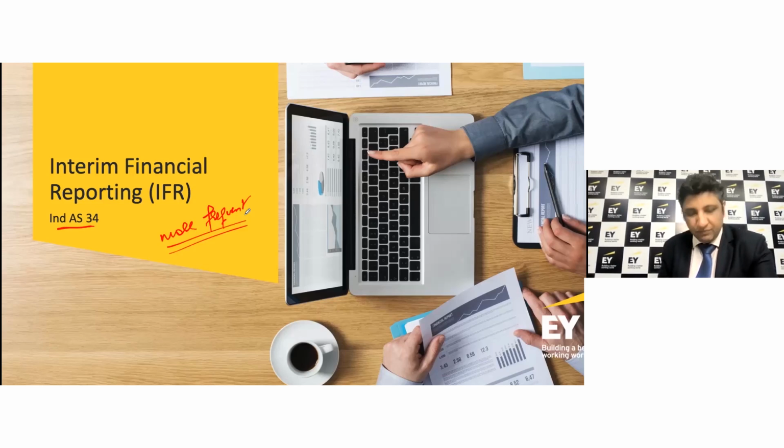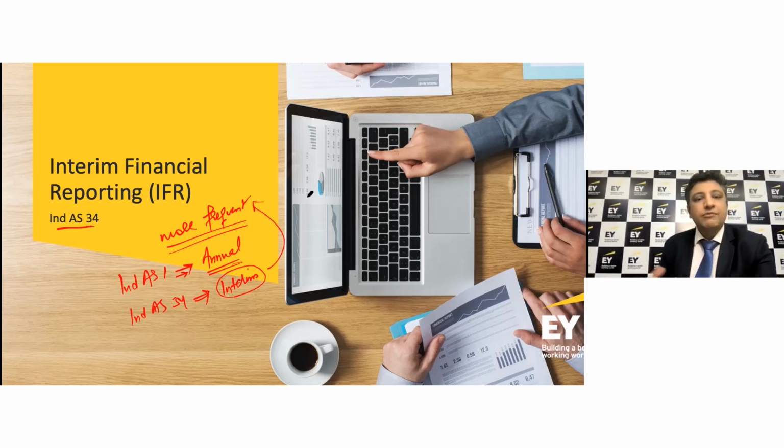right? When I say more frequent level, I mean to say that where Ind AS 1 is talking about the annual reporting, okay? Ind AS 34 actually talks about interim reporting, which is more frequent than annual, right? And when you say you're looking at a more frequent or an interim reporting, you're talking about when you're preparing the financial statements for less than one accounting period, which is 1 year, of course, right?